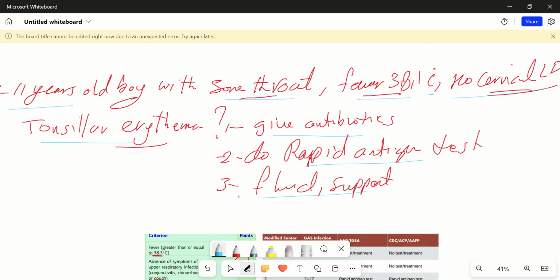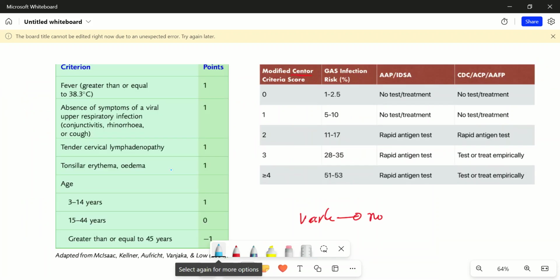on. The problem with this scenario is to understand that this pharyngitis or tonsillitis could be due to viral infection, which will not need any antibiotic, or could be bacterial like streptococcus antigen, which will require antibiotic. To answer this question, you have to memorize the CENTOR criteria.